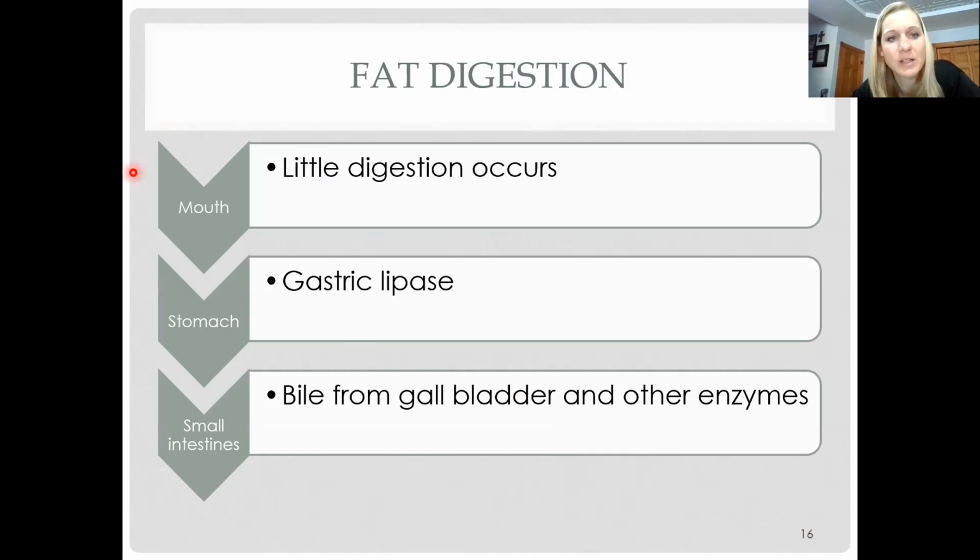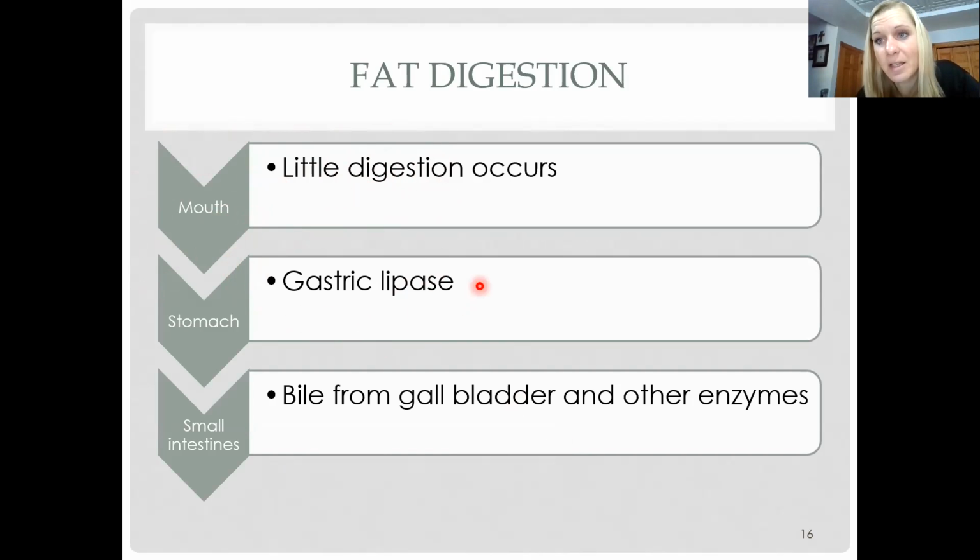So again, I put this molecule in my mouth. Let's go back to our peanut butter and jelly example. There's a little bit of mechanical breakdown in the mouth, but not much going on there. Then that molecule travels from the mouth through the esophagus into the stomach. In the stomach, I'm going to release hydrochloric acid, which we already talked about, and I'm also going to release something known as gastric lipase.